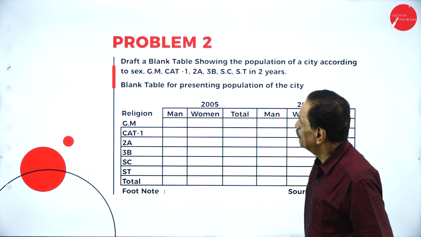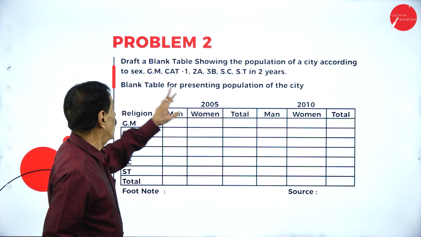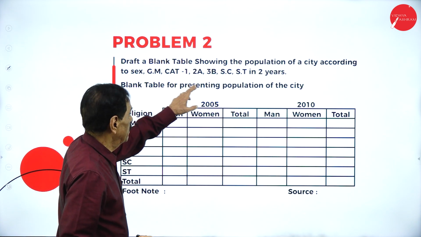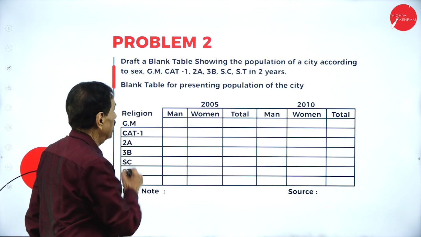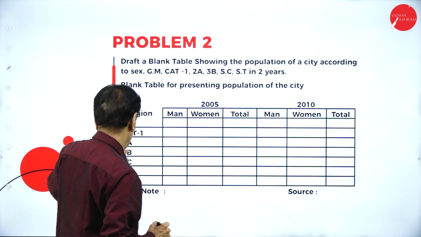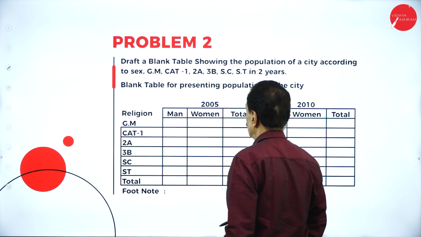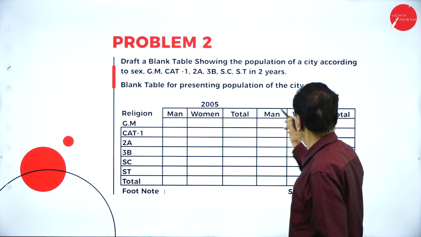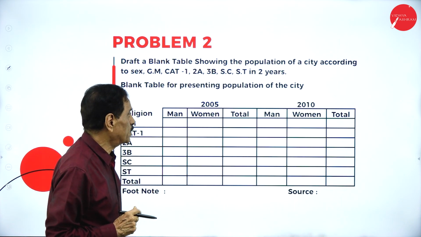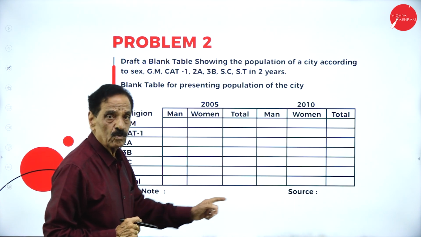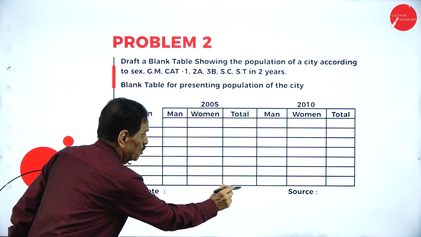Now, we'll go to the second problem. Draw a blank table showing the population of a city according to sex, religion, and caste: general merit, CH1, 2A, 3B, SC, ST, total. Now, for how many years? 2 years, 2005 and 2010. Then according to sex, men, women, total, and again for 2010. How we footnote and source, how we get.